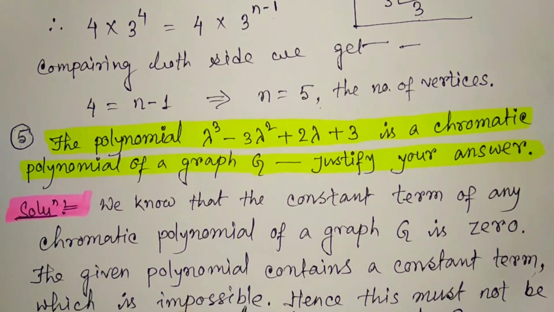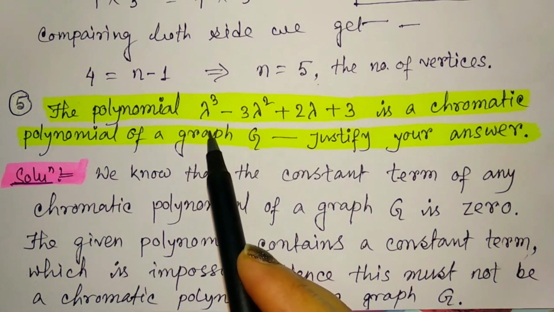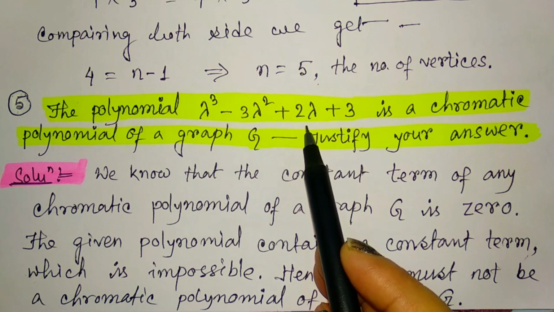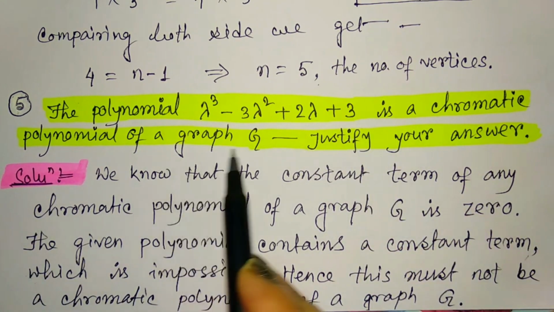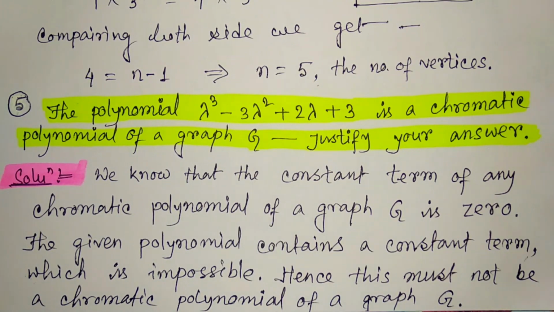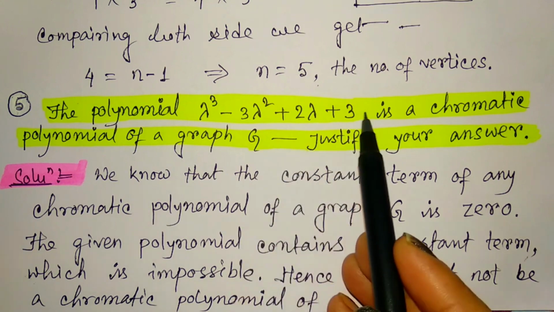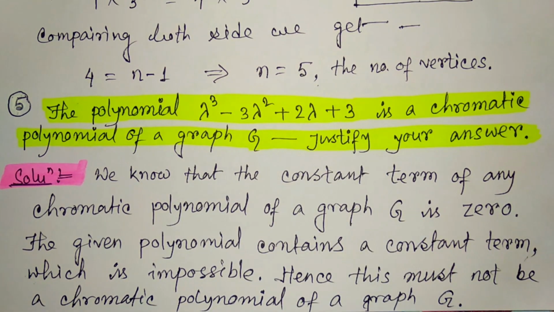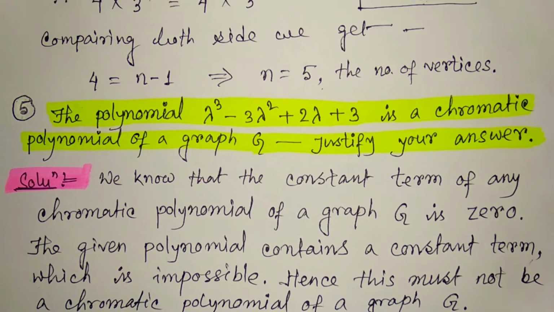So now the next one. The next question: is the polynomial lambda to the power 3 minus 3 into lambda square plus 2 lambda plus 3 a chromatic polynomial of a graph G? This is given. So justify your answer. So this given polynomial is a chromatic polynomial or not, that we are supposed to justify. Just observe it again very carefully and we will find there exists a constant term. As there exists a constant term, without any further calculation we can say that the given polynomial is not at all a chromatic polynomial for any graph, because we know that any chromatic polynomial cannot contain a constant term. So it is not a chromatic polynomial for any given graph.